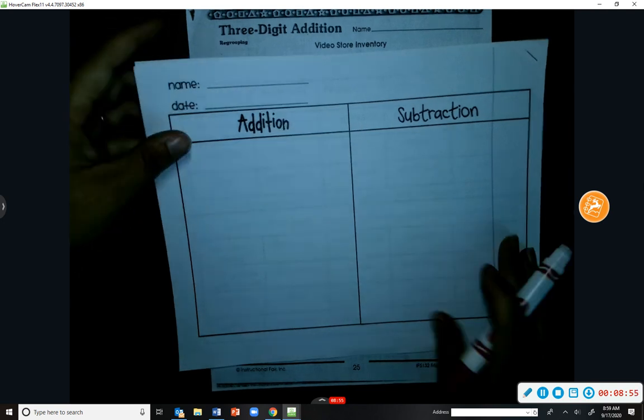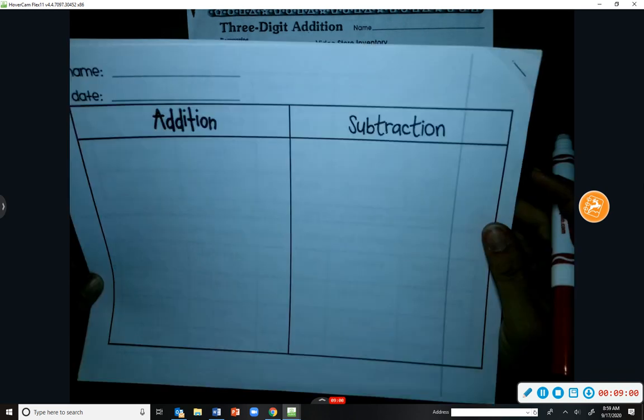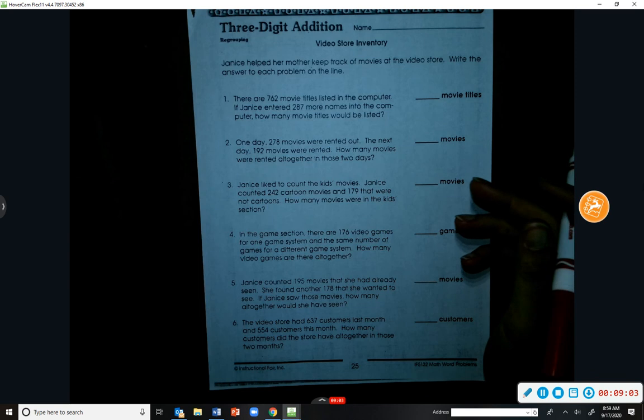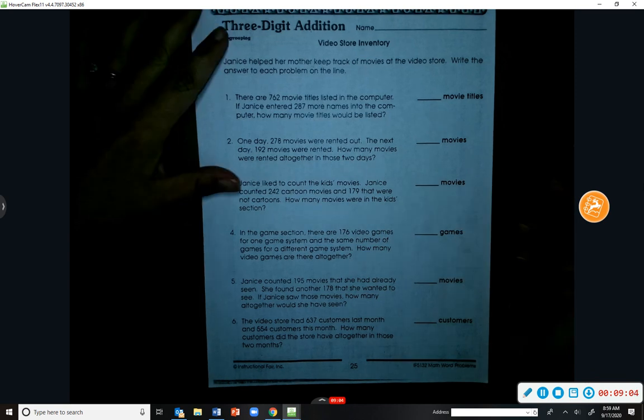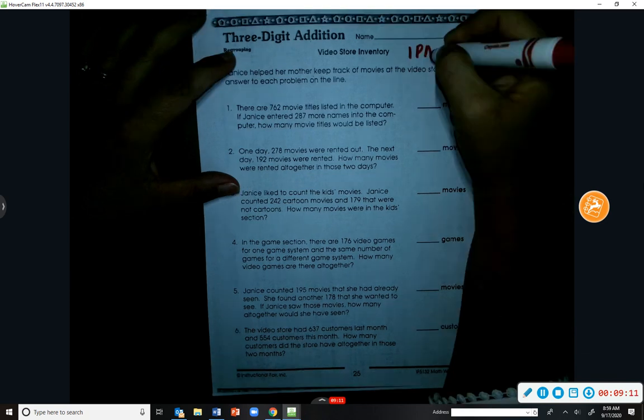So that's step 2. First we're going to do some word problems. Then you can do your keyword sort because that's going to help you throughout the week. Okay? So we're going through these word problems today.